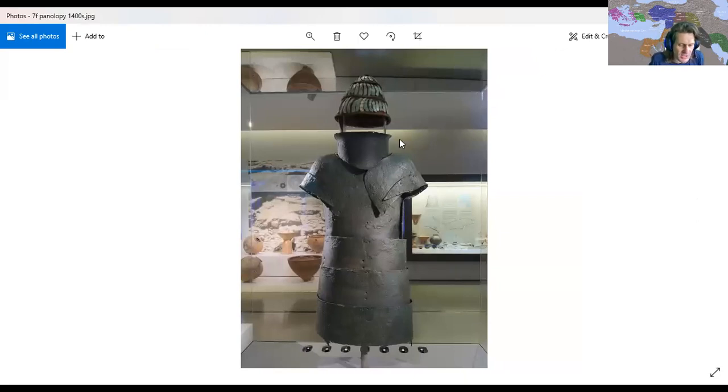This is a rather interesting thing. This is known as a panoply. And you can see the headgear there.